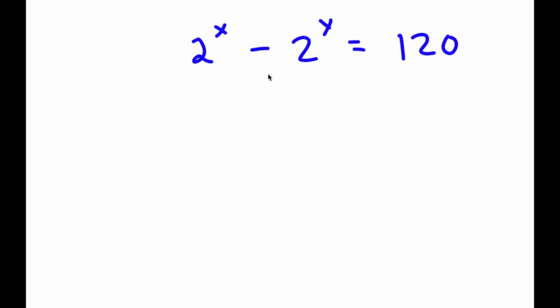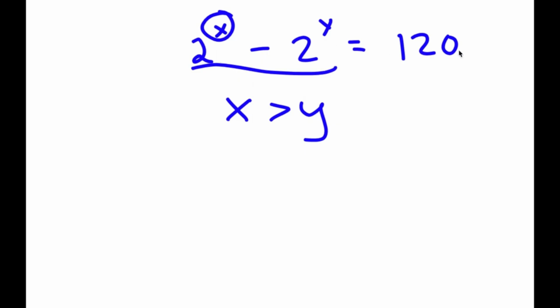Alright, so in this problem, I have 2 to the power of x minus 2 to the power of y is equal to 120. So just looking at this problem, we can see that x is going to be greater than y. And this is because if x were less than y, then this would result in a negative number. But because x is greater than y, it's going to equal a positive number. Meaning, if x is greater than y, then x is going to equal y plus some number k. So k is a constant.